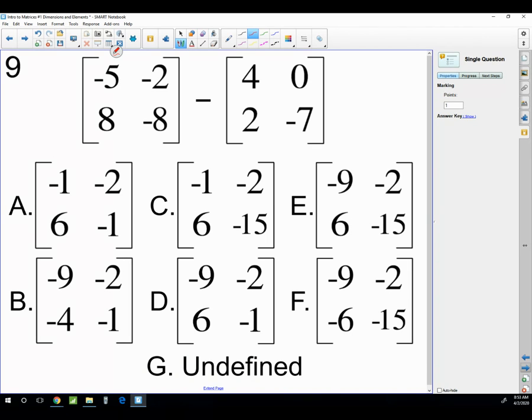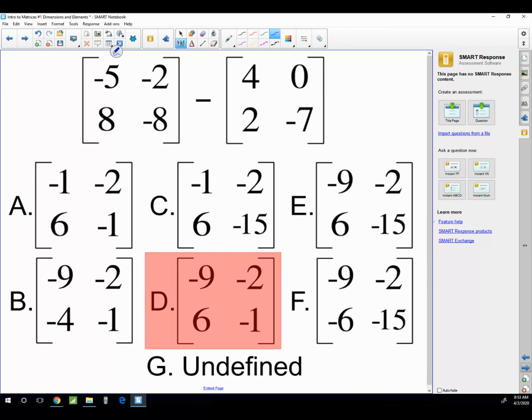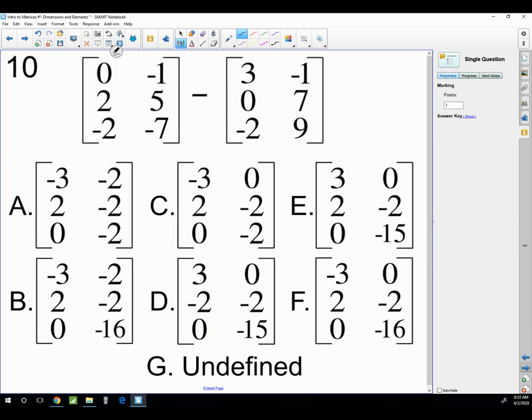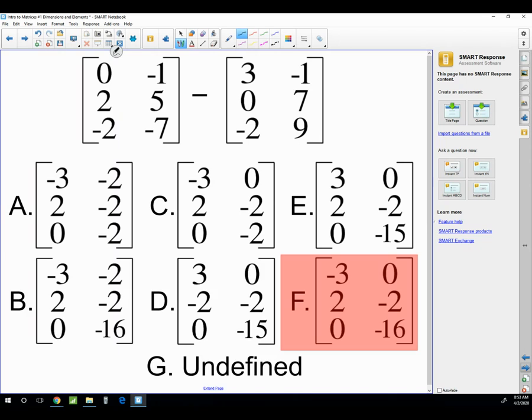All right, subtraction works the same way. See if you can come up with the answer. It is easy to make an error. It's more easy to make an error with subtraction. Let's verify this one. -5 minus 4 is -9. -2 minus 0 is -2. 8 minus 2 is 6. And -8 minus -7 is -1. So you got to be good at adding and subtracting positive and negative numbers or integers. Okay, pause the video and see if you can guess that one. That is F. Let's move on.